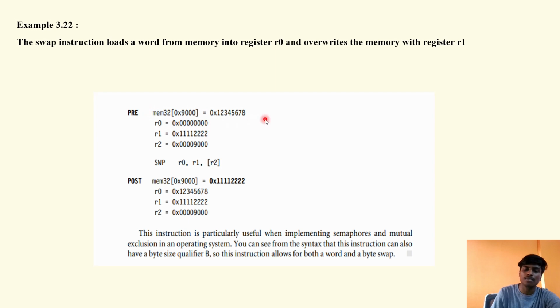0x9000. This is a hexadecimal value, which is stored with 0x12345678, which is a random hexadecimal value. So R0 is equal to 0 and R1 is equal to 0x11112222. And R2 is 0x9000. So the swap function is called, which performs SWP R0, R1, [R2].